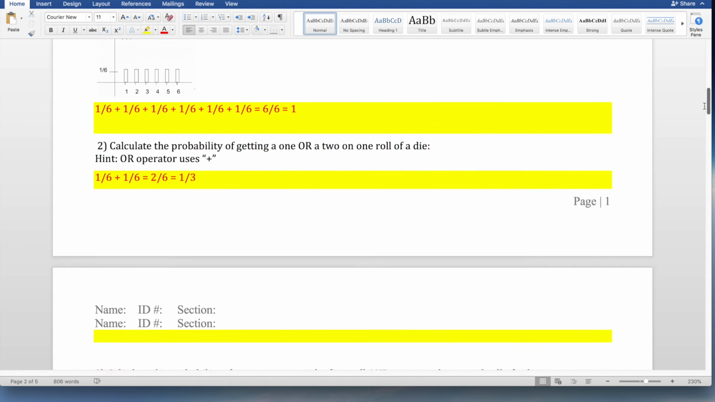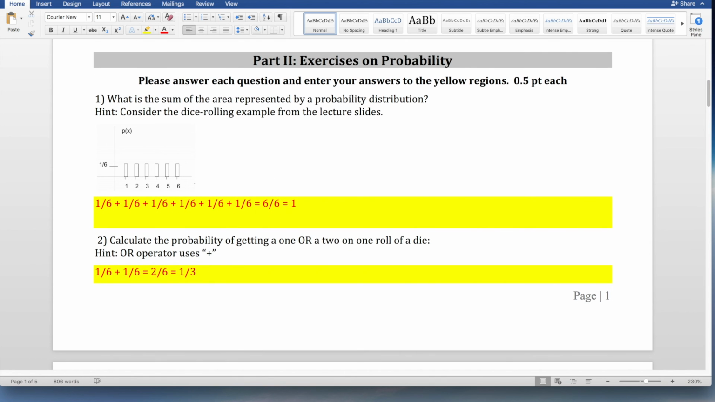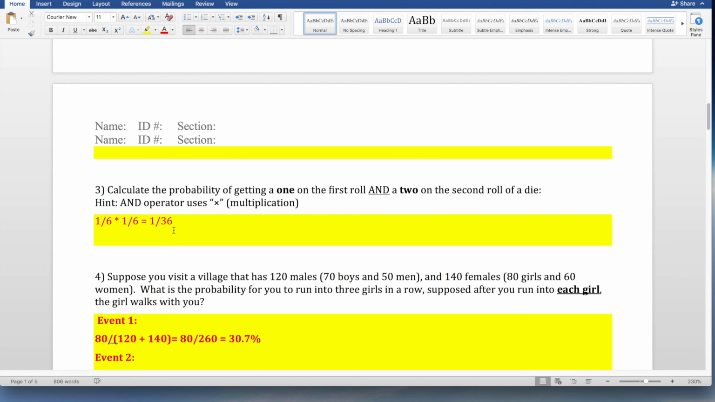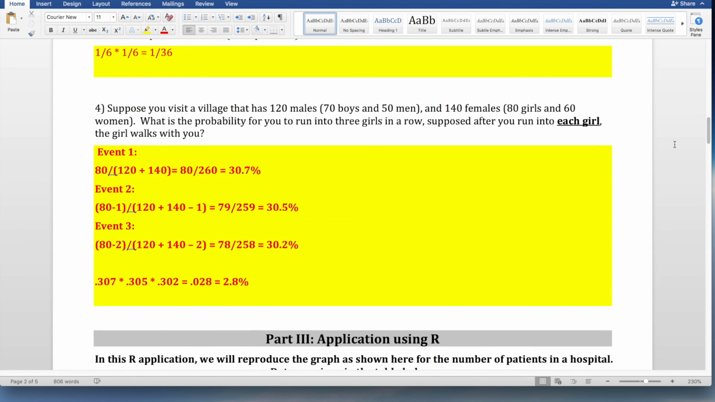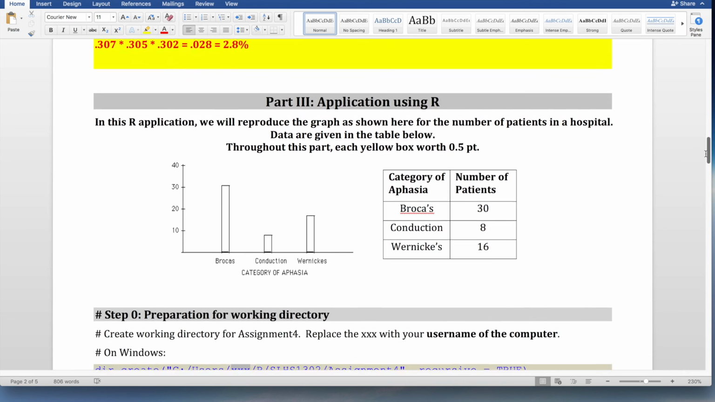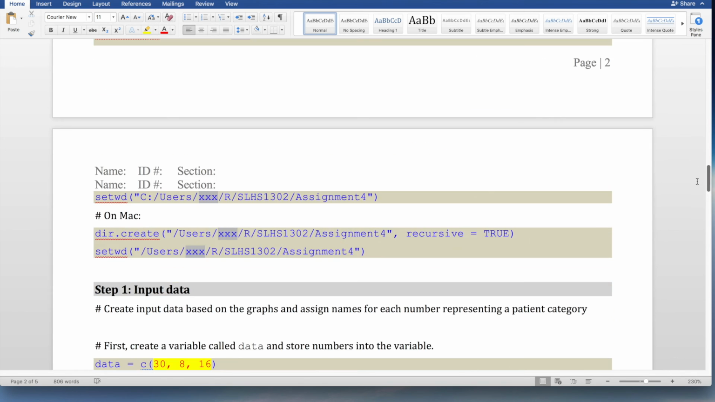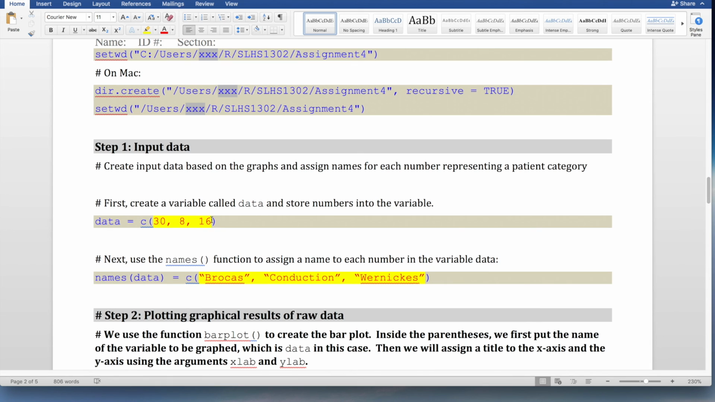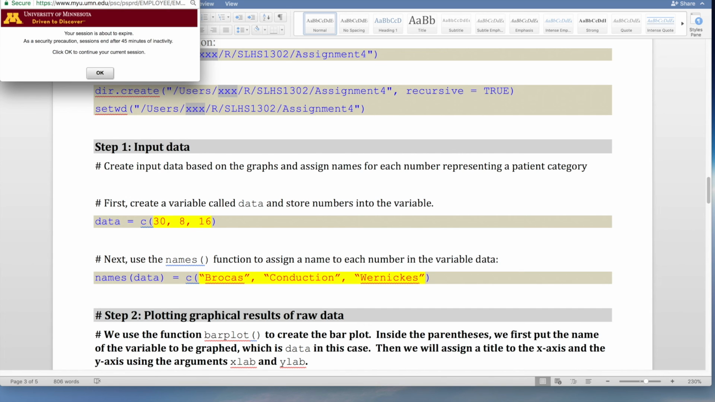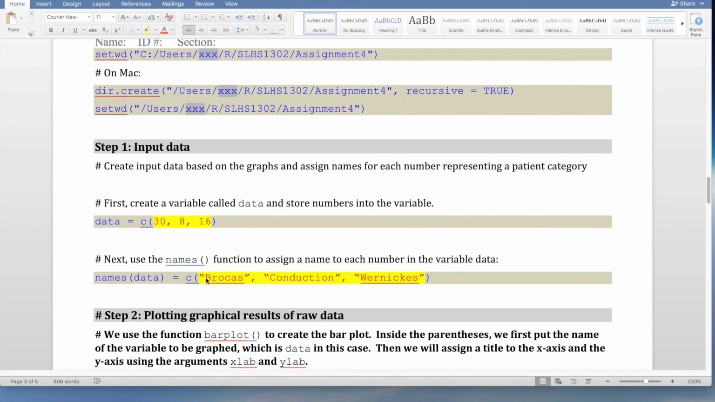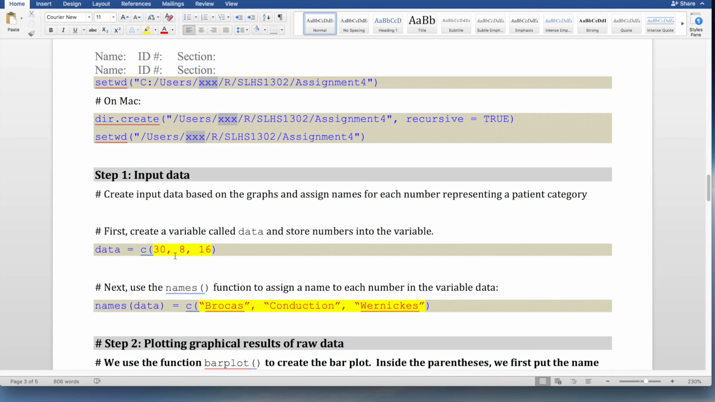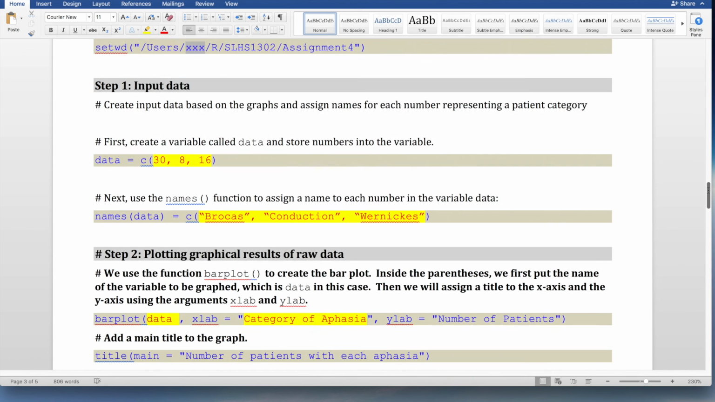And so for 1, the answer is 1. For 2, it is 1 over 3. For 3, it is 1 over 36. And for 4, it is 2.8%. All right, so for part 3, we were creating this graph. So we had to put in the values for the 3 different types of aphasia. We then had to fill in the names that go with those values, so Broca's, conduction, Wernicke's. And so you'll want to remember to have these filled in your assignment document that you upload onto Canvas.